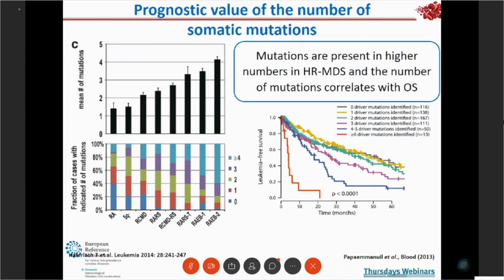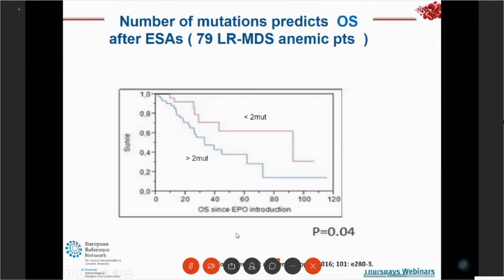As you see here, as I just mentioned, the number of mutations increases with the worsening of IPSS and therefore of prognostic risk, so that patients who have a higher risk MDS have a higher number of mutations. And as you see, patients who have more than 6 driver mutations do have a very poor overall survival. So this is for sure very important information from a prognostic point of view.